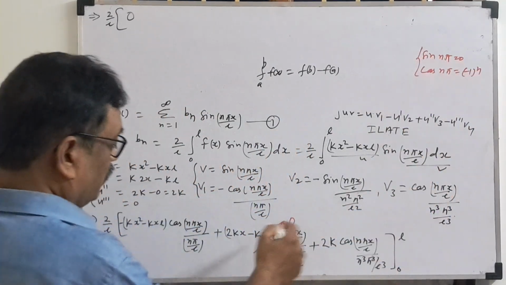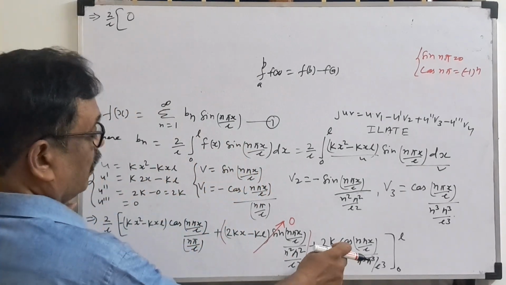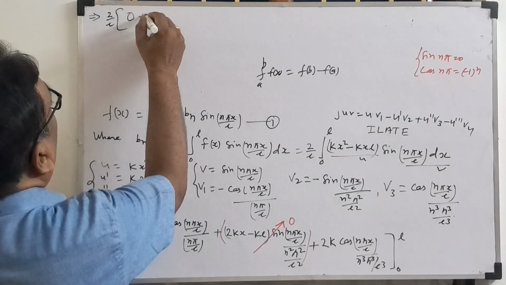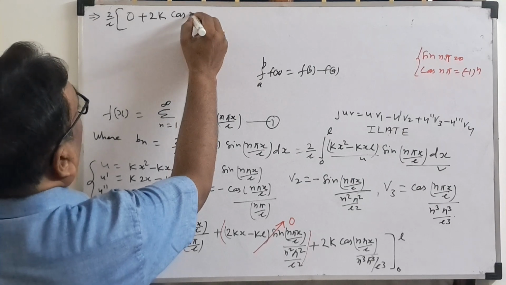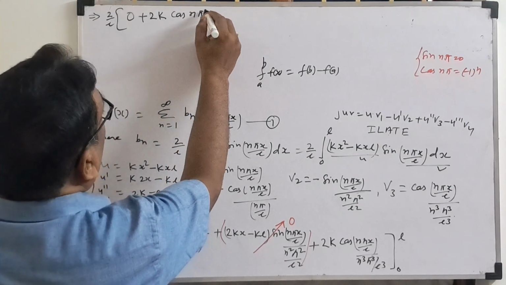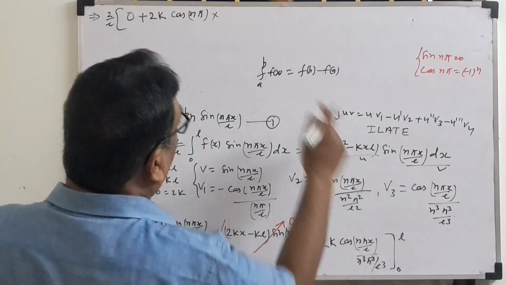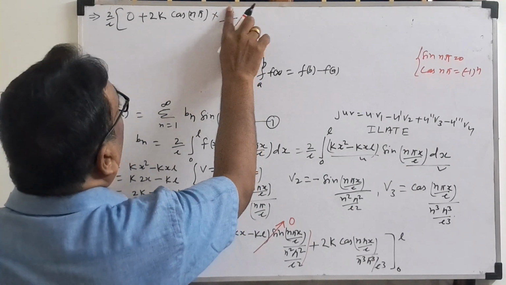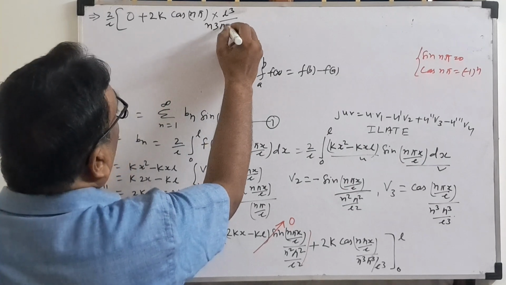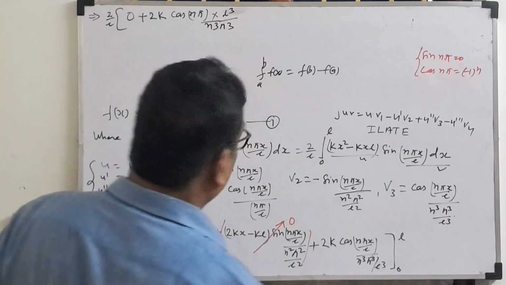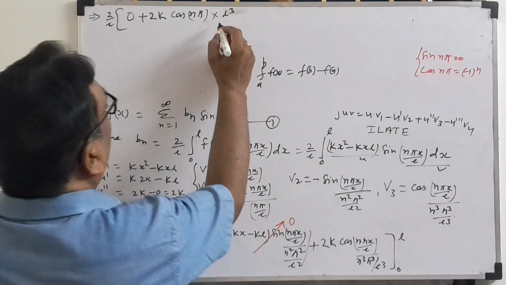This you know first. So this sine term, these full terms will get 0. So we will not substitute the limit here. Then you come here, plus 2k cos n pi l, l gets cancelled, so cos n pi only. Then the denominator will be l cube, n cube pi cube. Write n cube pi cube nicely. Why? Because this denominator will go to the top.